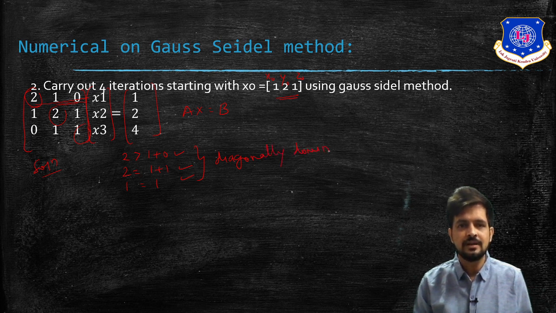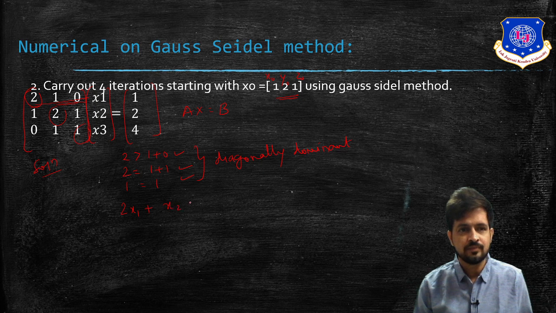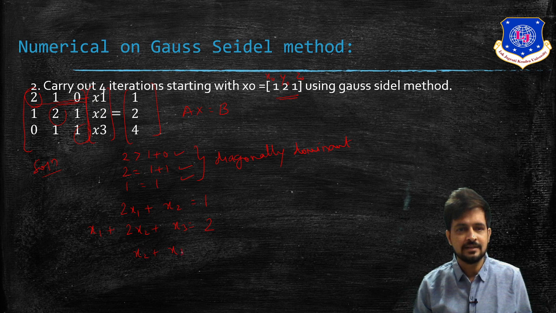And once we know that it is diagonally dominant, then we can apply the formula. See how you can write the equations from this. The equations can be written like this: 2x1 plus x2 equals 1. Then the second equation: x1 plus 2x2 plus x3 equals 2. And the third: x2 plus x3 is equal to 4. Using this, you can write the equations for x1, x2, x3.